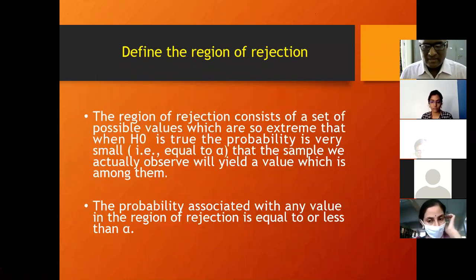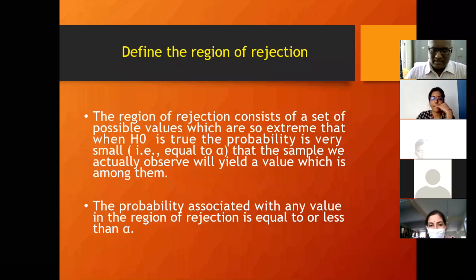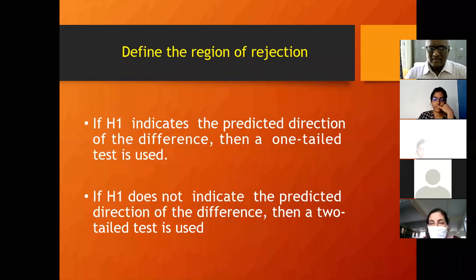Next is to define the region of rejection in the testing of hypothesis. What is the region of rejection? It consists of a set of possible values which are so extreme that when H0 is true, the probability is very small. It means we have fixed the alpha value at 0.01 or 0.05. The lower the alpha value, the better the research result. So you define the region of rejection and you calculate the actual t value or the f value or the z value, and compare it with the table value for rejecting or accepting the null hypothesis.